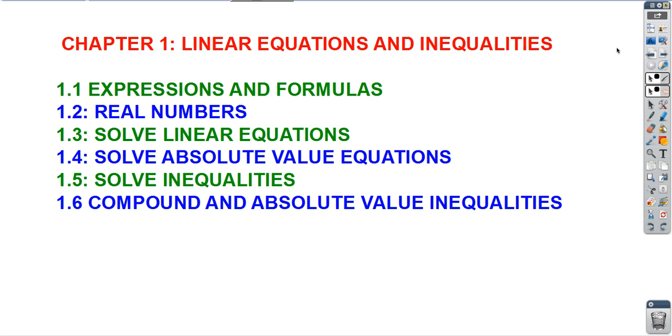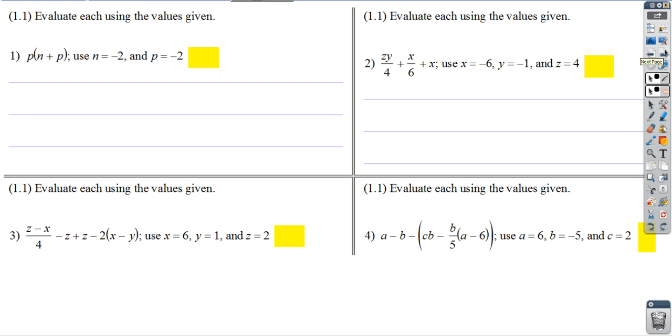Alright, so in this video, we'll work through the Chapter 1 practice test. A lot of this content is covered in earlier algebra classes like Algebra 1, but it's still a good idea to recap it. These first problems are all about using what's called the order of operations.